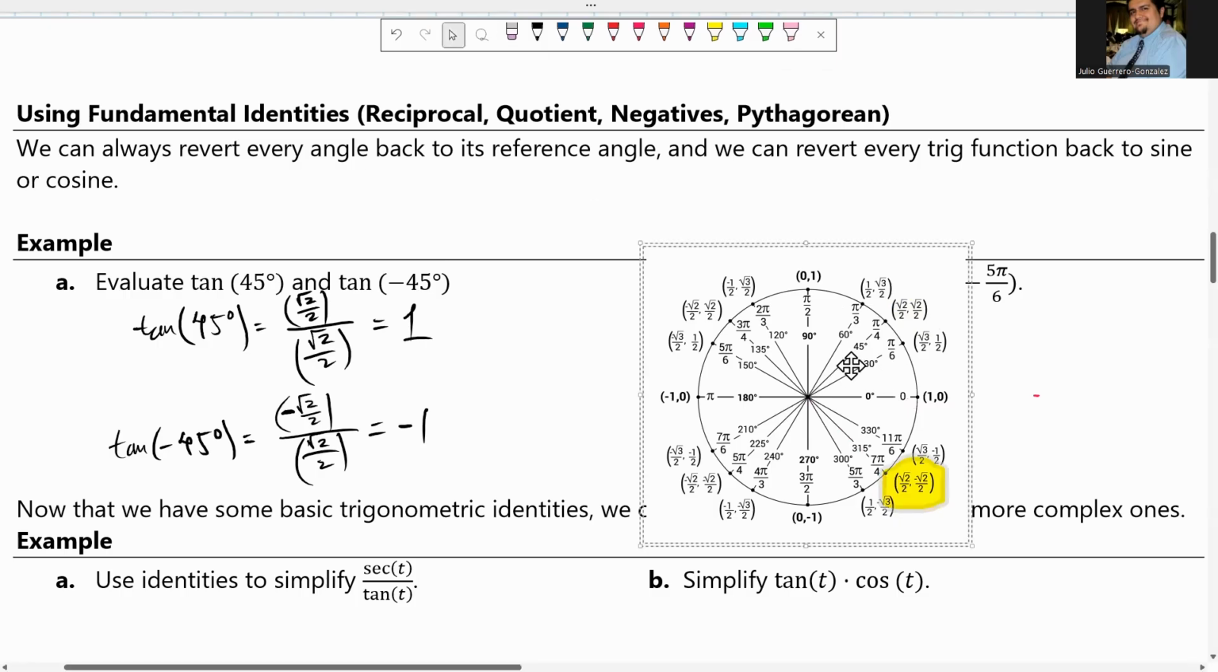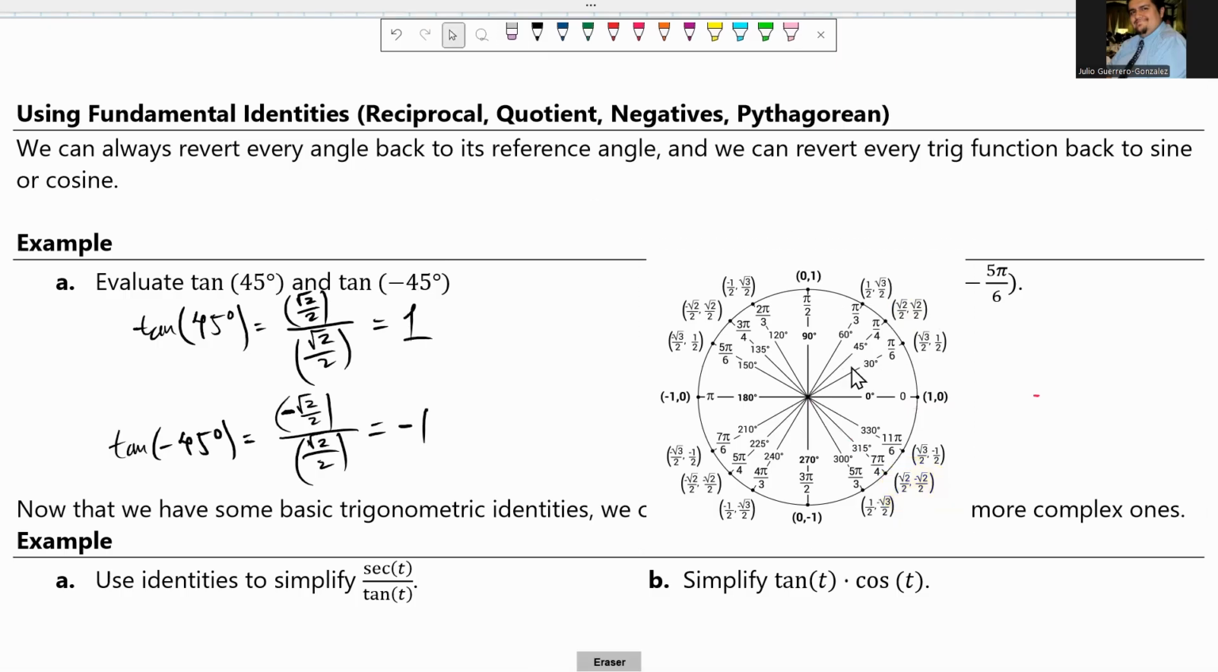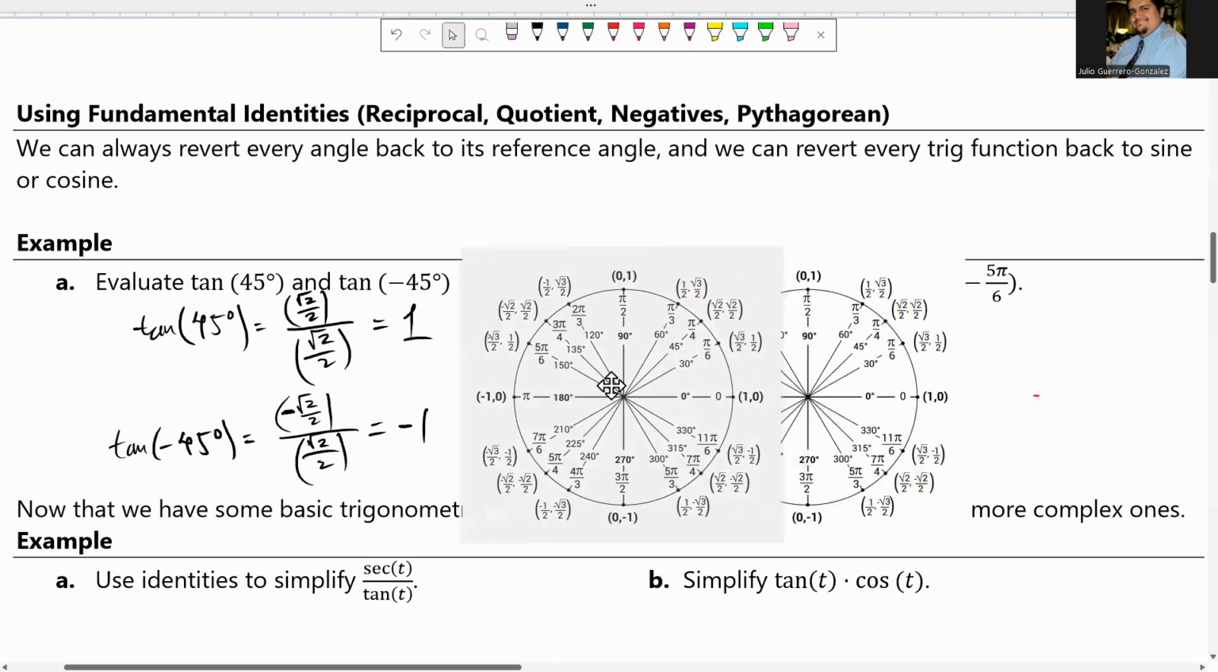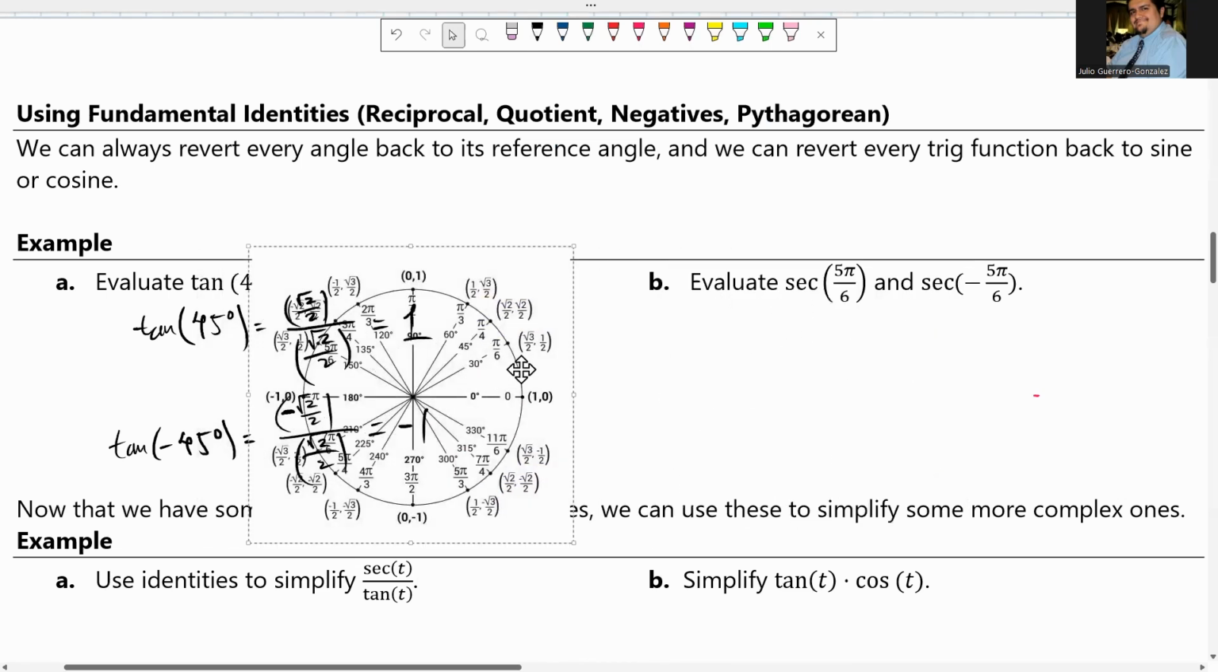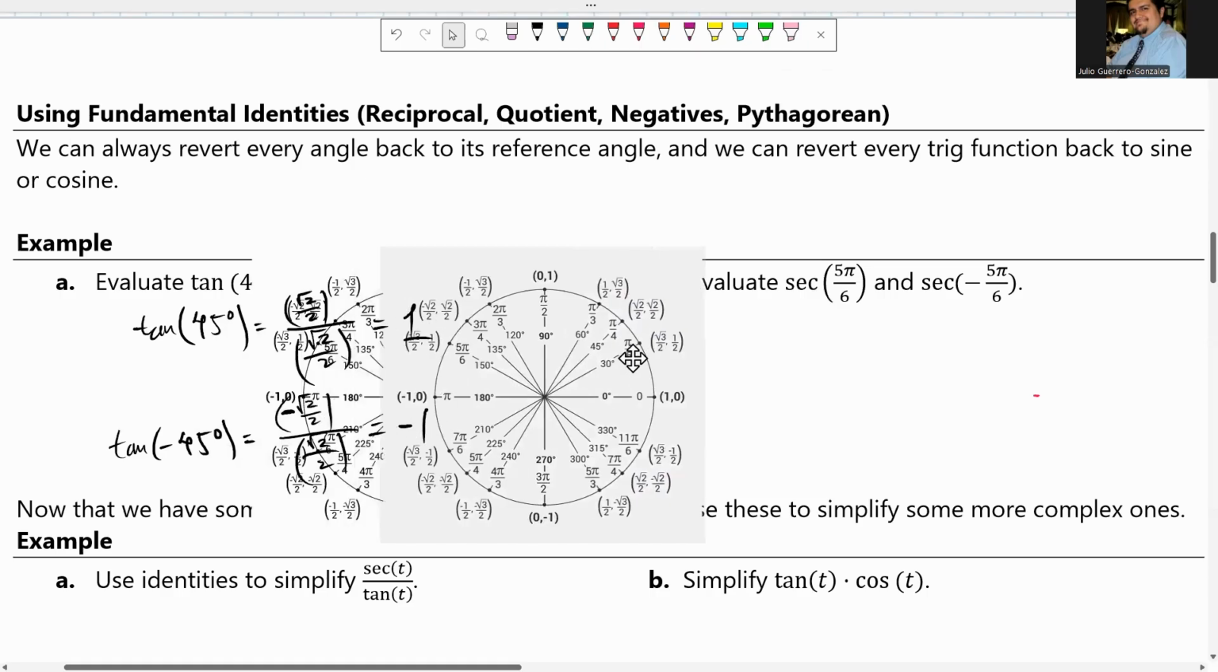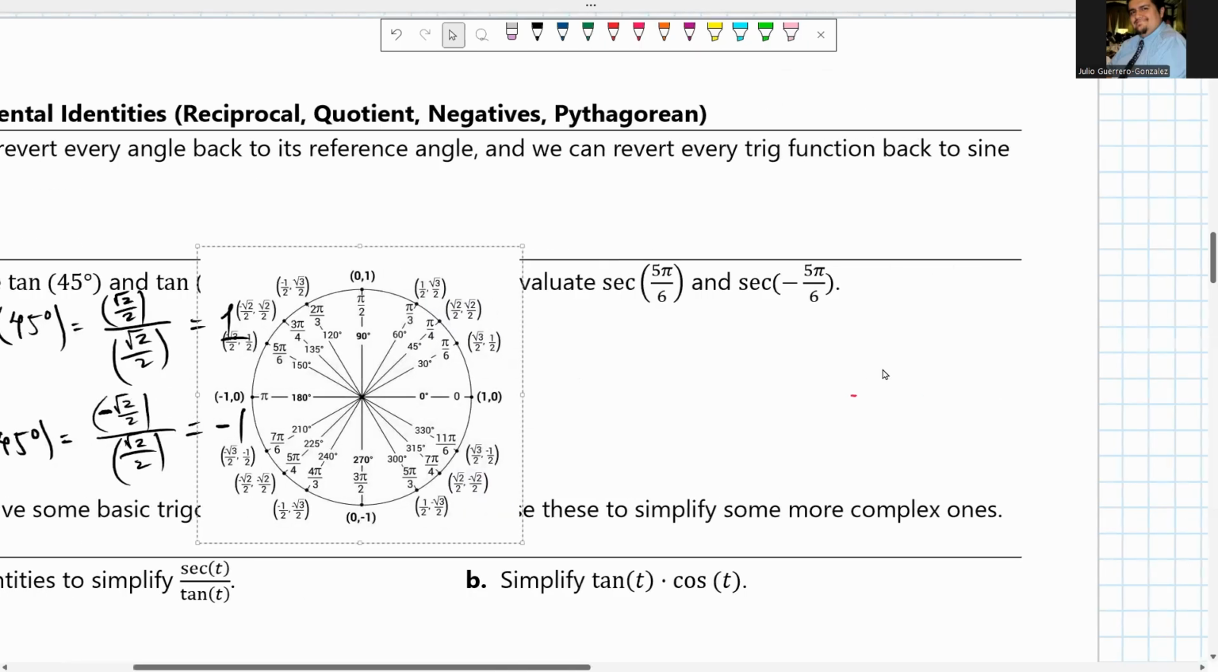Let's move right along. I'm going to cover this one now. So we can do secant.